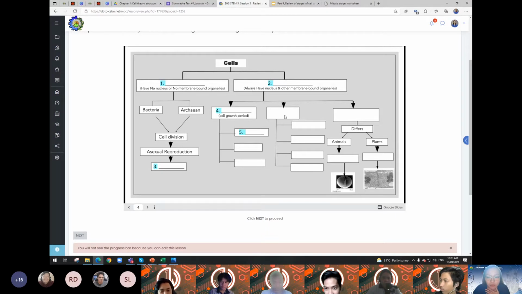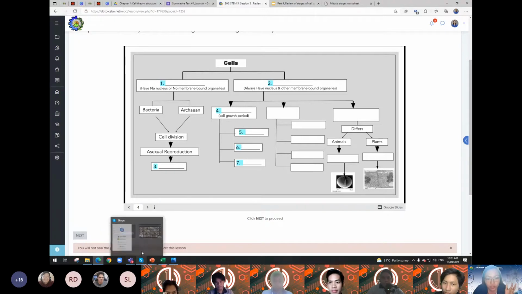Okay, 4. Okay, 5 and 6. Now, our eukaryotic cell has a very sophisticated cell division. It is actually divided into 3 parts, but most books say 2 because they don't include this one. But I want to emphasize the 3. So the first stage, where there is cell growth, who will answer?